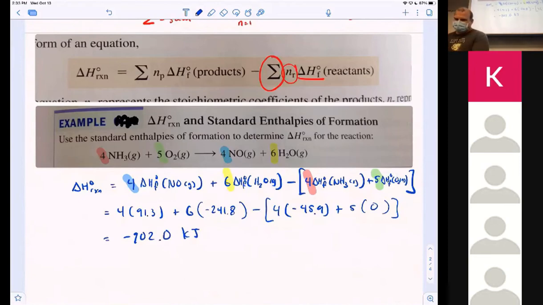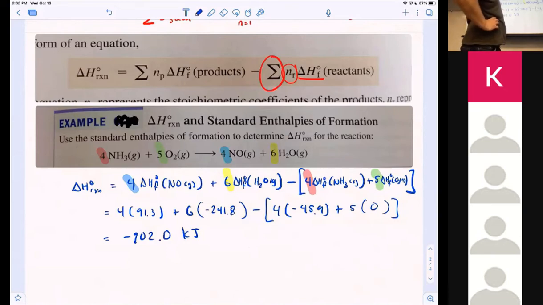So recap with this one. We have this equation here: 4 ammonias plus 5 oxygens makes 4 nitrogen monoxides and 6 water vapors. And we want to know what the standard heat of reaction for this is. So what we do is we look at the smart people before us, and we use the top equation here. The heat of reaction is the sum of the moles of products times heats of formation of products, minus the sum of the moles of reactants times heats of formation of the reactants.